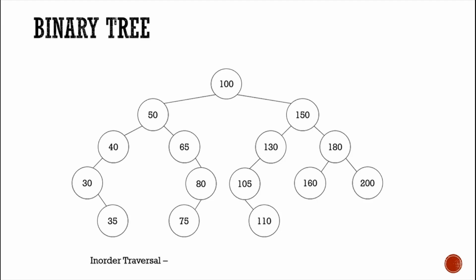Then the left subtree of 100 must be visited, so we travel to 50. Then the left subtree of 50 must be visited, so we travel to 40. Then the left subtree of 40 must be visited, so we travel to 30. After this, it tries to travel left again, but the left subtree of 30 is null. So now 30 is printed as it is the parent node here.